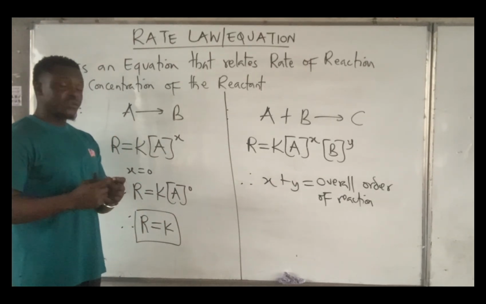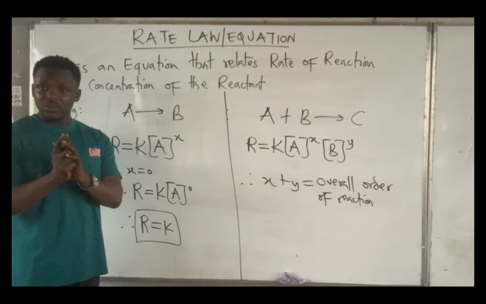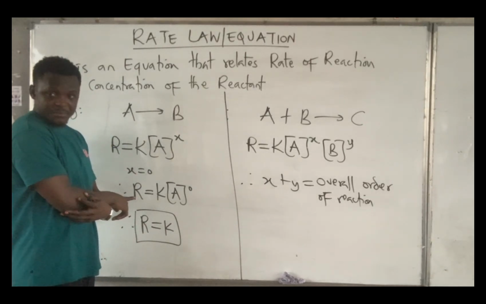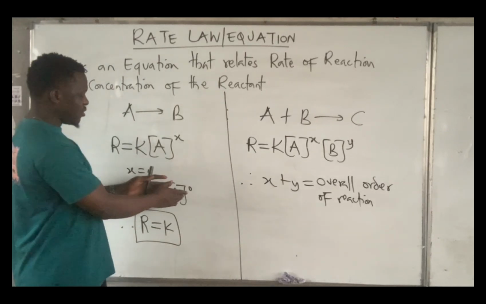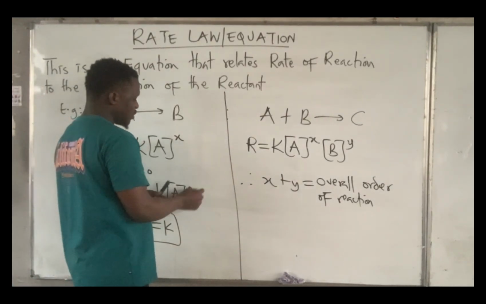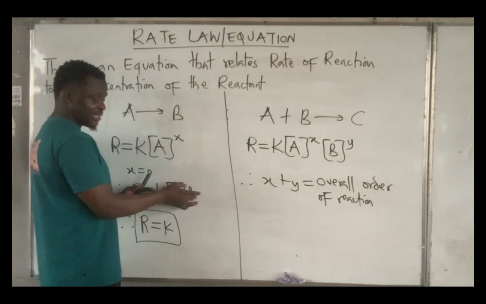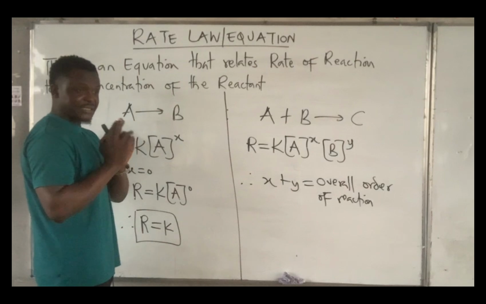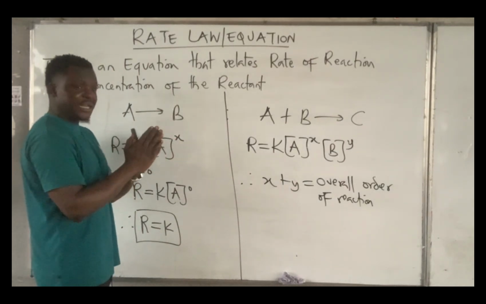That means if you increase the concentration from now to tomorrow, and the reaction is a zero order reaction, the rate is not going to increase. It's independent of this guy. So take note of that. If X is equal to 0, that's zero order reaction. If X is equal to 1, that's first order. If X is equal to 2, that's second order. If X is equal to 3, that's third order.